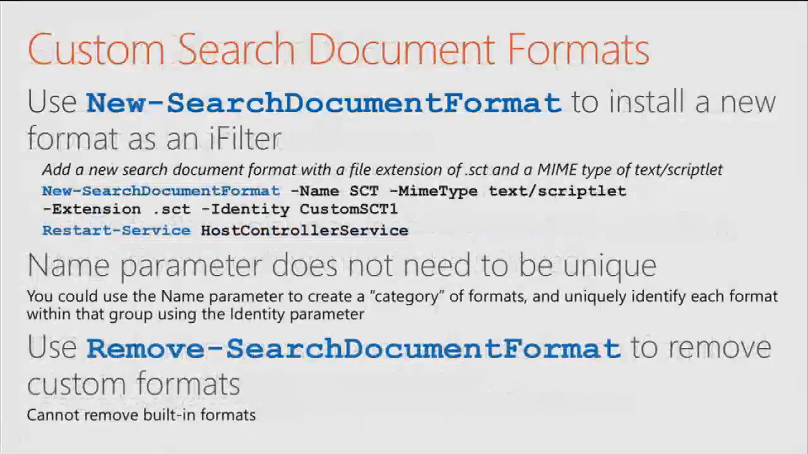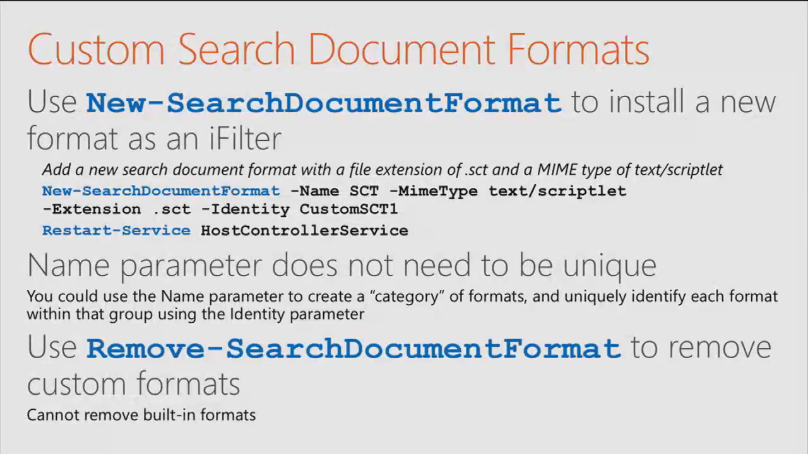All right, if you do get a new iFilter, you can use the New-SearchDocumentFormat cmdlet to install that format. I've got an example there. We're installing a file extension of SCT that has a MIME type of text/scriptlet. And then one thing you do need to do is restart the search service after creating a new search format. So that's why there's a restart service for the Host Controller service, which actually is the name of the primary search service. That needs to be restarted as well.